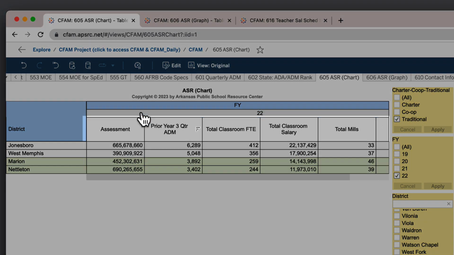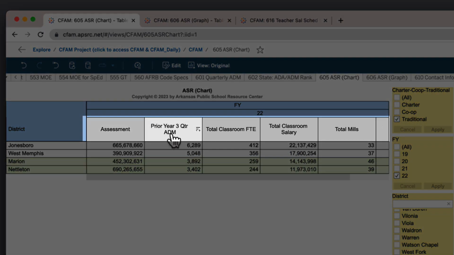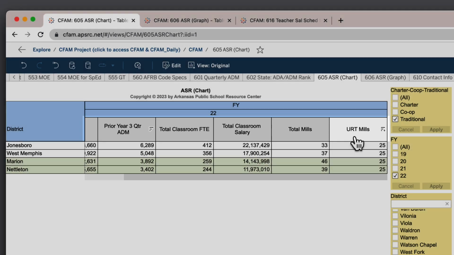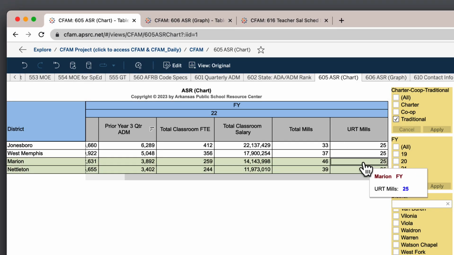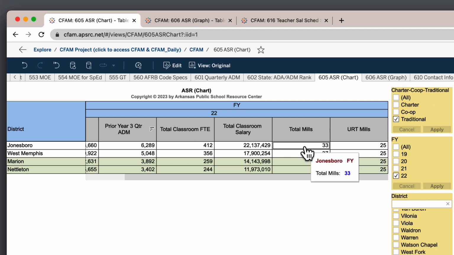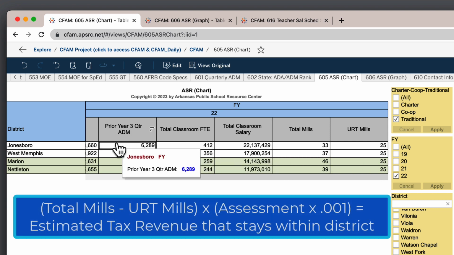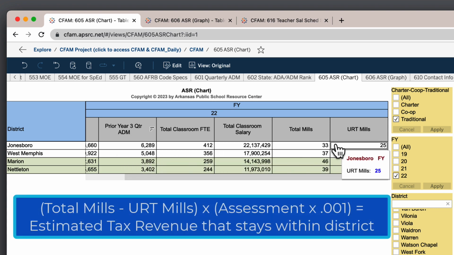I have selected assessment, prior year third quarter ADM, total classroom FTE, total classroom salary, total meals, and then for visualization purposes, I have listed the URT meals. It will be the same for every district listed here as well as every district in the state. That is there so you can visualize what I'm subtracting from the total meals to multiply by the assessment value to get how much tax dollars stay home at the local district.